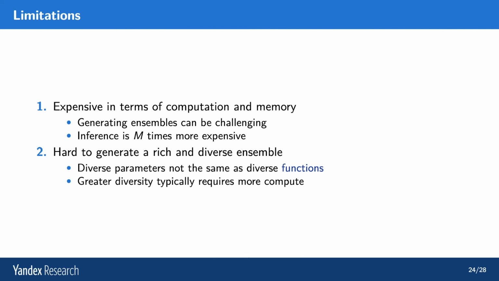The second limitation is that in general, it is hard to guarantee that your ensemble is rich and diverse. In general, having diverse parameters or very different model parameters does not mean that you will have very diverse functions or models. And often it is the case that if you do generate an ensemble of greater diversity, it is more expensive to compute this because you have to run these, for example, Monte Carlo sampling approaches for longer, or you have to individually train multiple different models, and that's more expensive than doing things like Monte Carlo dropout, for example. But this tends to give more diverse models. So these are the fundamental limitations.